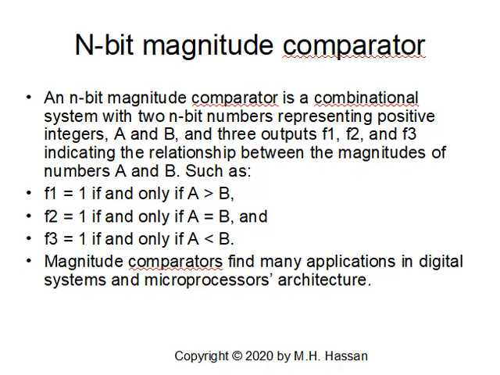M-bit comparator. An M-bit magnitude comparator is a combinational system with 2 M-bit numbers representing positive integers A and B, and 3 outputs F1, F2, and F3, indicating the relationship between the magnitudes of the numbers A and B, such that F1 will be equal to 1 if and only if A is greater than B. F2 will be equal to 1 if and only if A equals B. And F3 will be equal to 1 if and only if A is less than B.